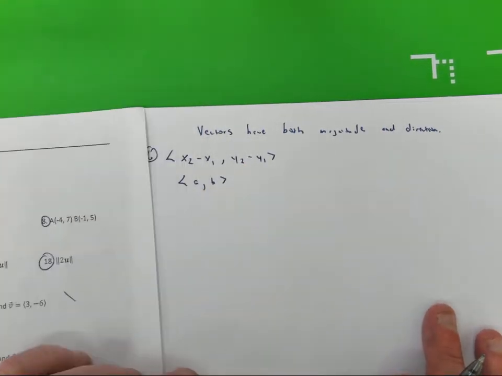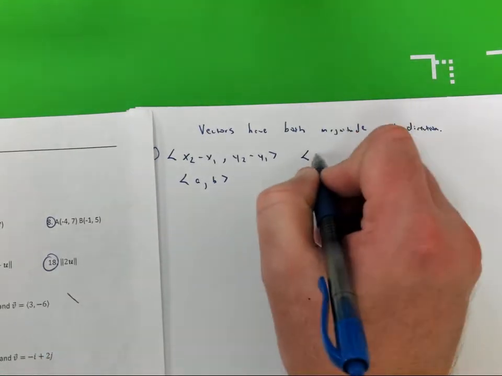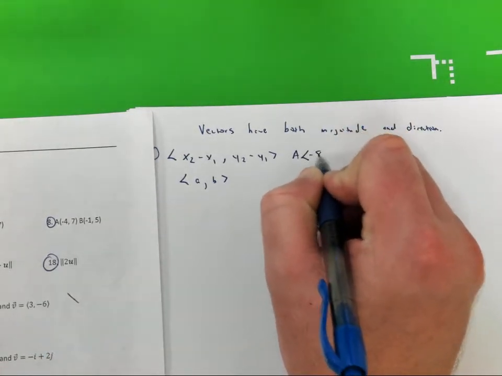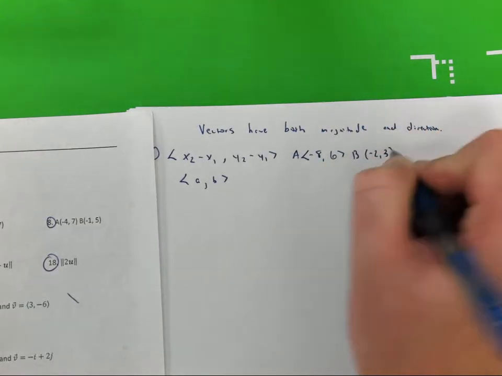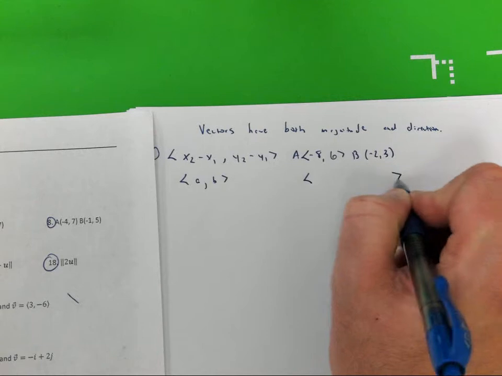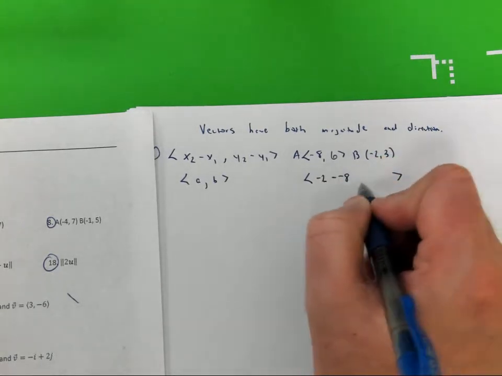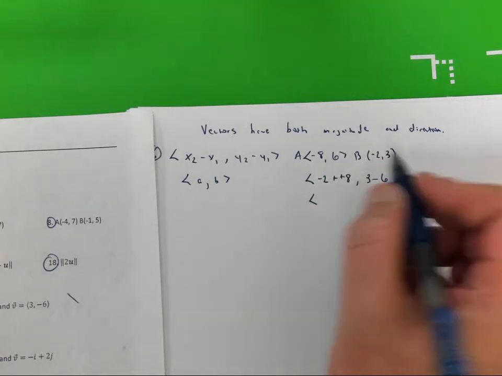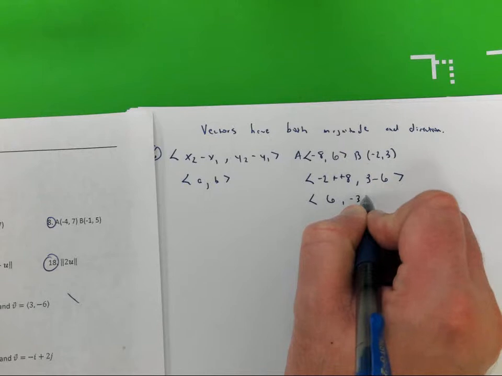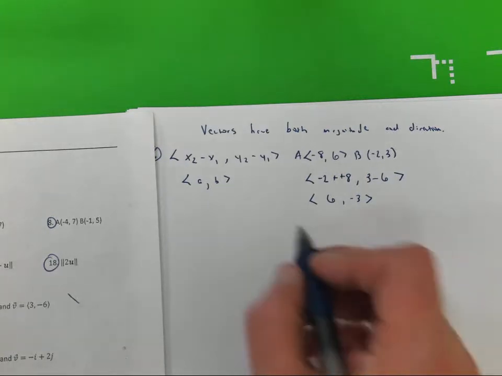So on number 6, look at number 6. They give you the A is negative 8, 6, and B is negative 2, 3. And we want to find the vector component. X sub 2 is negative 2 minus a negative 8, comma, 3 minus 6. That's a double negative. Six, negative 3. Now we're going to find the magnitude.